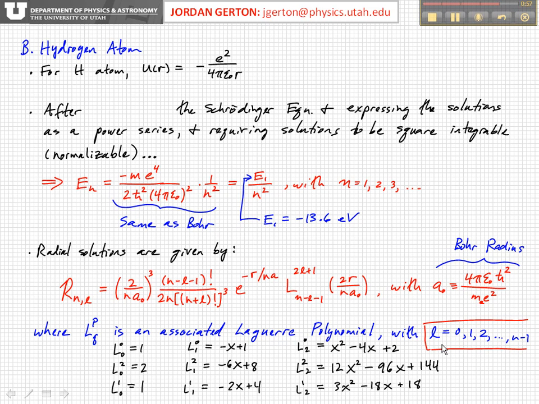Okay, so now here are the Laguerre polynomials. Now these are expressed as a function of x, but in our case, the argument for the Laguerre polynomials is 2r over n a naught. And you see also that the q and p are n minus l minus 1 and 2l plus 1. Okay, so those are the radial solutions to the hydrogen atom potential.